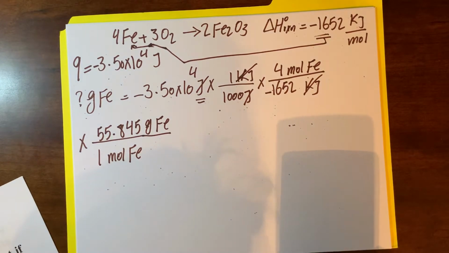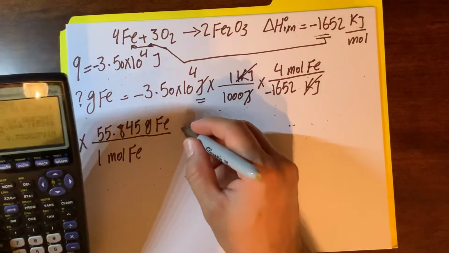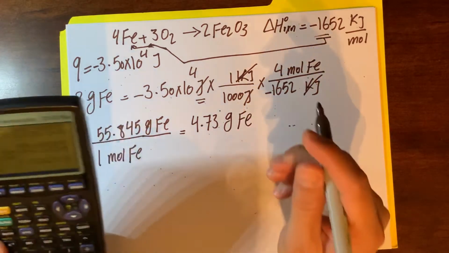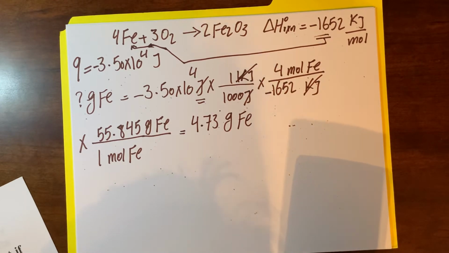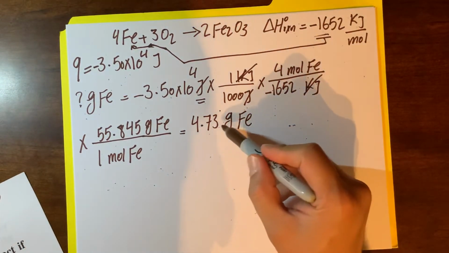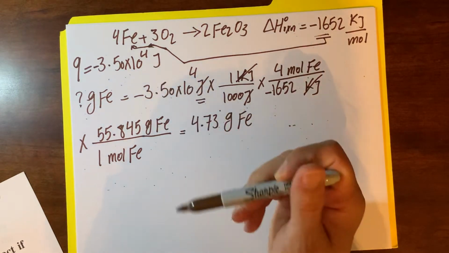So I have 3.50 multiply 10 to the 4th divided by 1652 multiply 55.845. I got 4.73 gram of iron. Let's double check it. I got the same answer. Okay. So we have to use this amount of iron to get heat equal to 3.5 multiplied 10 to the 4th joule.